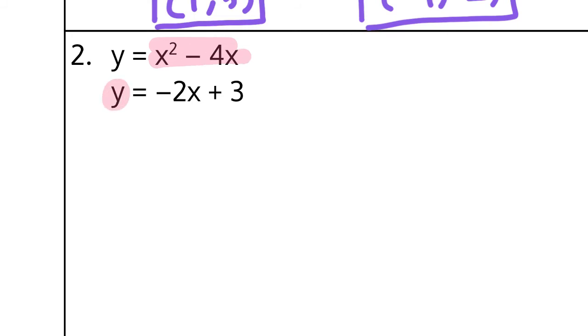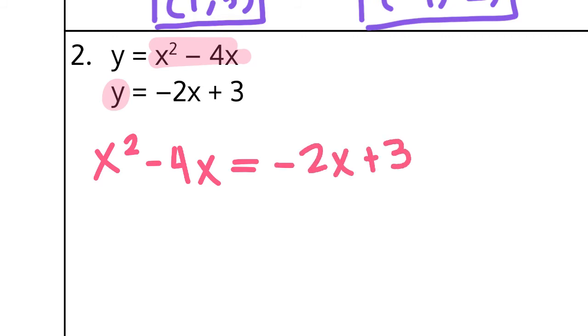So let's rewrite this new equation as x squared minus 4x is equal to -2x plus 3. Now we're going to move both terms from the right side over to the left side because we want this to equal 0. Opposite of -2 would be plus 2x. So we're going to do that to this side as well. And then opposite would be -3.